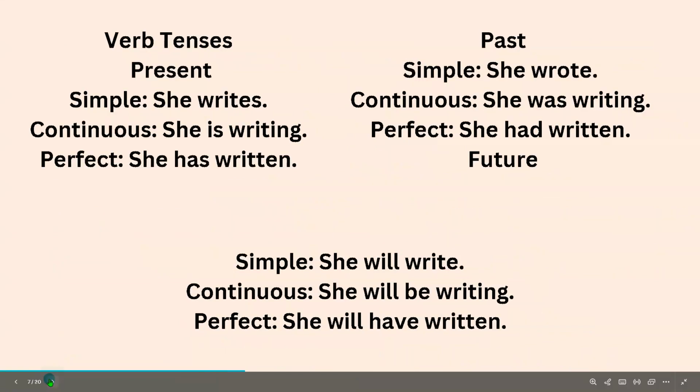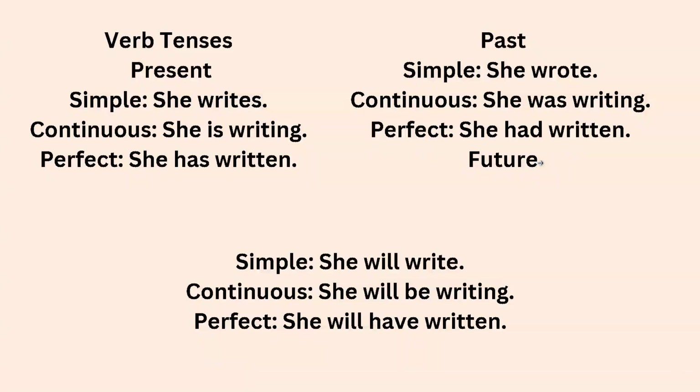So verb tenses. Here we find present tense, past tense, and future tense. In simple, she writes. Continuous, she is writing. In perfect tense, she has written. Okay. In past tense, you will say she wrote. In continuous tense, she was writing. In perfect tense, she had written.